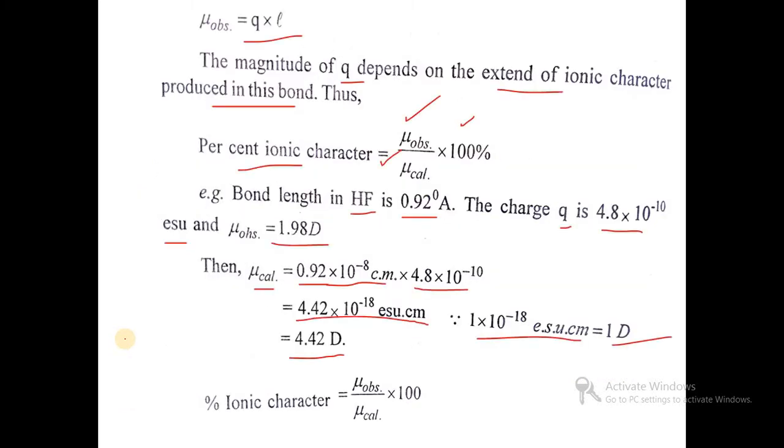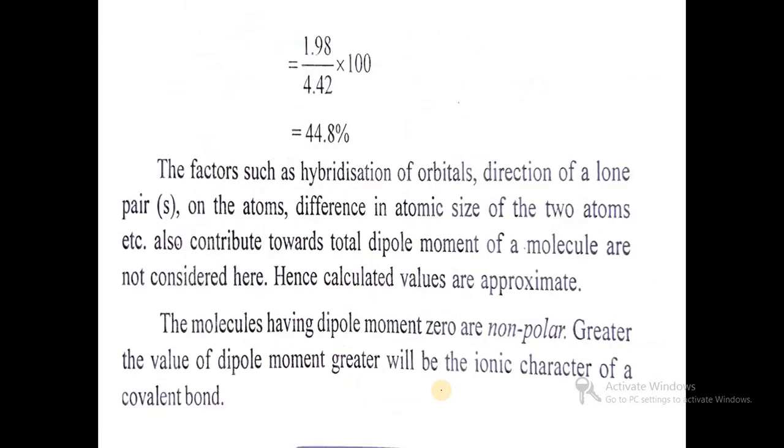Then percent ionic character can be calculated using the equation mu observed divided by mu calculated into 100. By substituting the values, 1.98 divided by 4.42 into 100, we get 44.8% ionic character in HF.